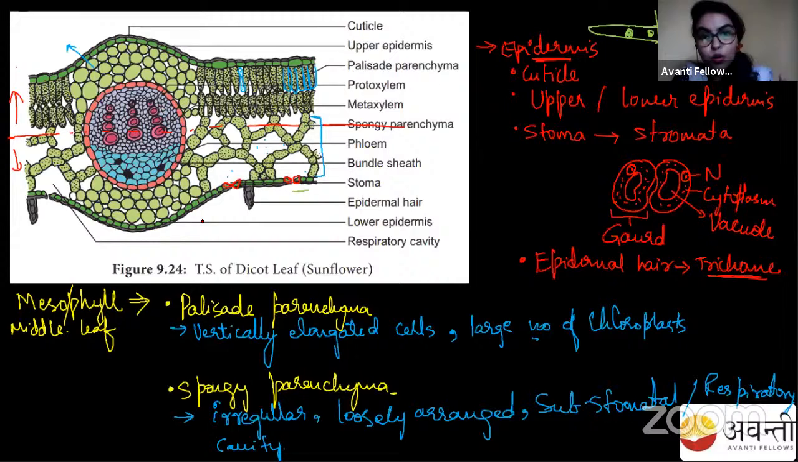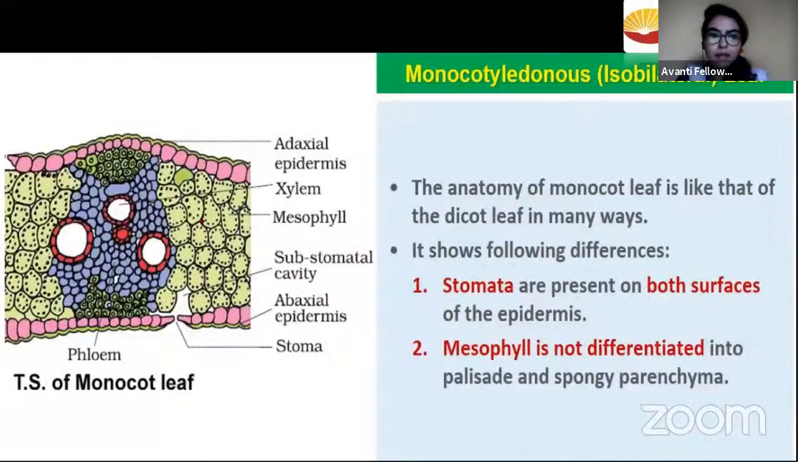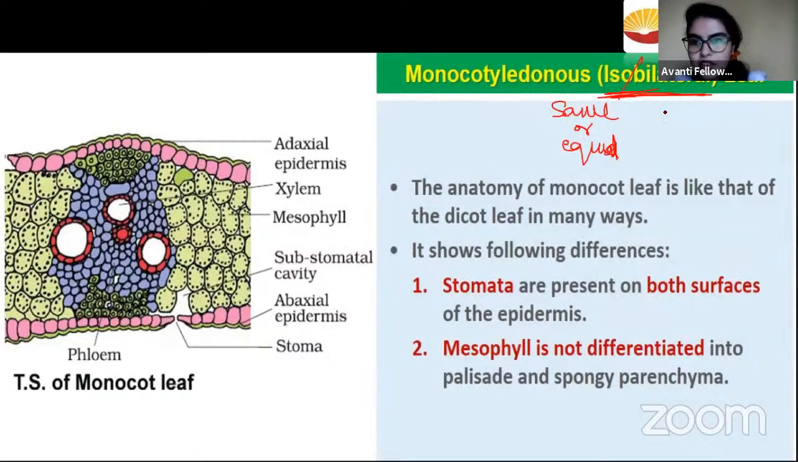So abhi monocot mein kya hoga? So now what happens in the monocot? See, monocot is called as isobilateral leaf. Okay, isobilateral matlab what? Iso means same, or equal. So bilateral means two sides. Lateral matlab side ko kehte hain, but bilateral means two sides of leaf.